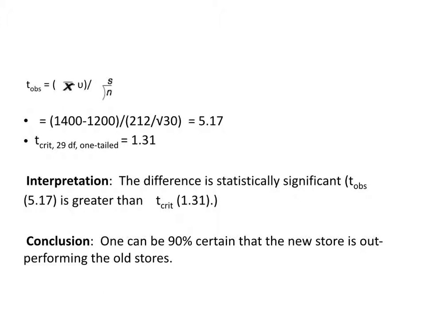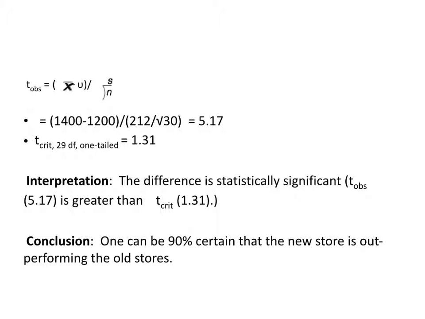Well, we compute the t observed, the t statistic that we observed from the sample, as x bar minus mu divided by the standard error of the mean, s over the square root of n. Our sample mean was 1,400. Mu in this case is considered to be 1,200. And the sample standard deviation was given as 212. And n is 30. So the observed t has a value of 5.17. We compare that with a t critical value of 1.31.